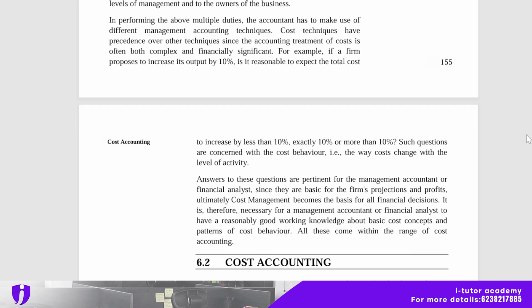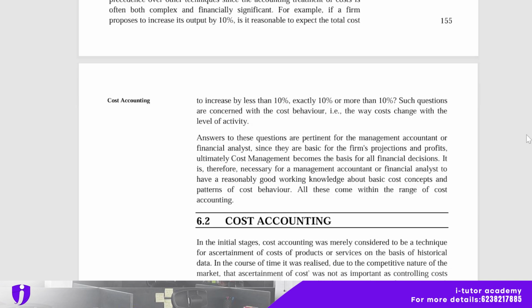For example, if a firm proposes to increase its output by 10%, is it reasonable to expect the total cost to increase by less than 10%, exactly 10%, or more than 10%? Such questions are concerned with cost behavior, the way cost changes with the level of activity.